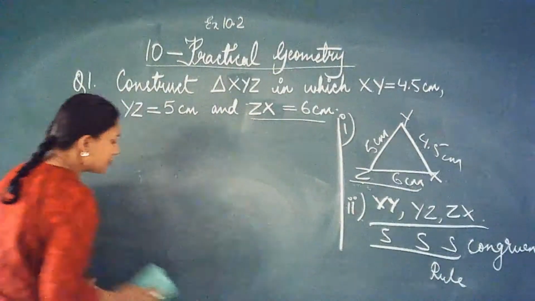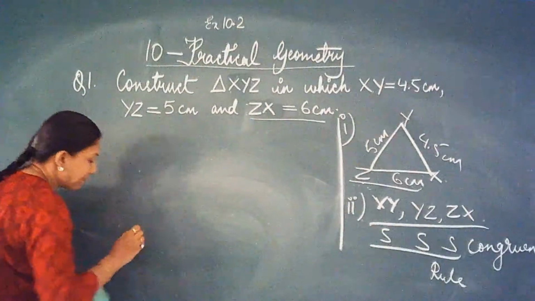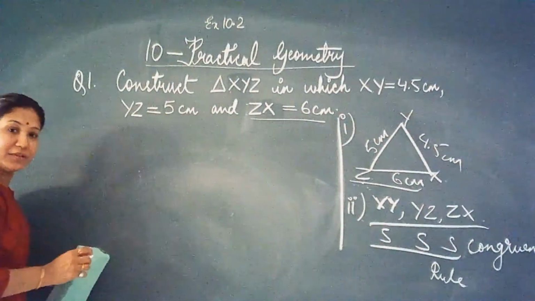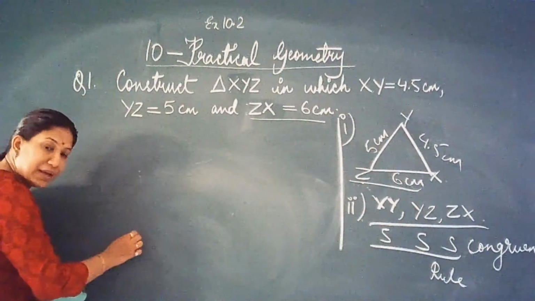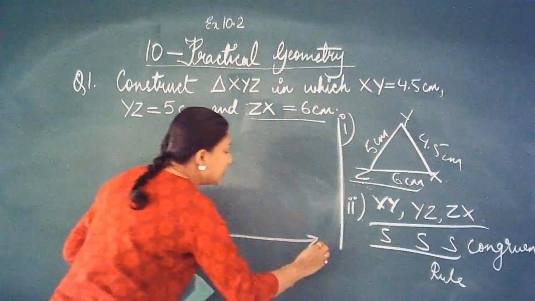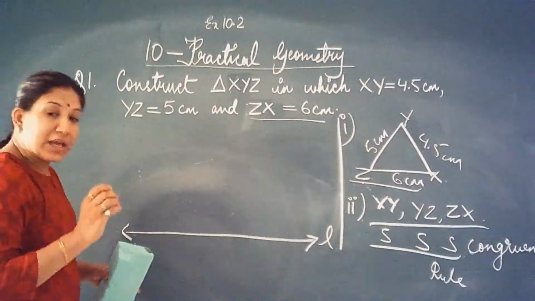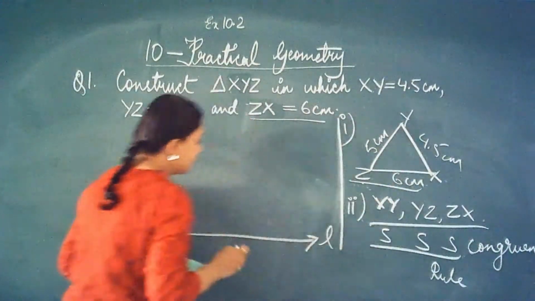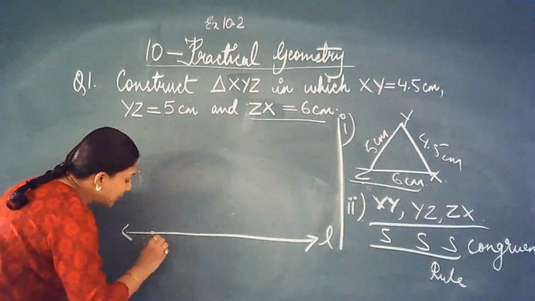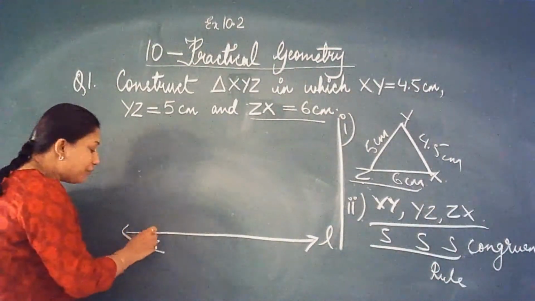After this, take out your ruler, place it on your notebook, and draw a straight line. Label this line as L. First step. Second thing is, you need ZX. So mark any point on this line L and label it as Z.